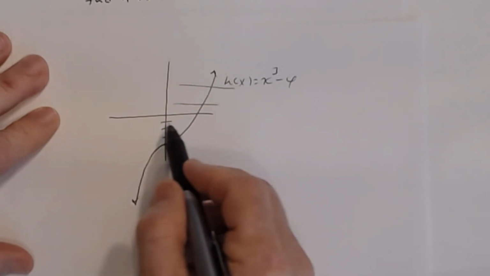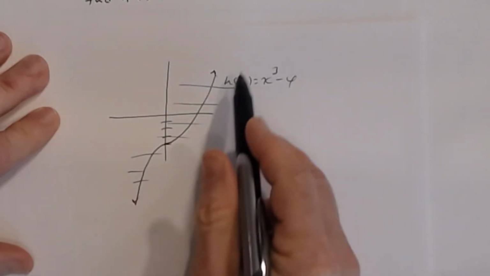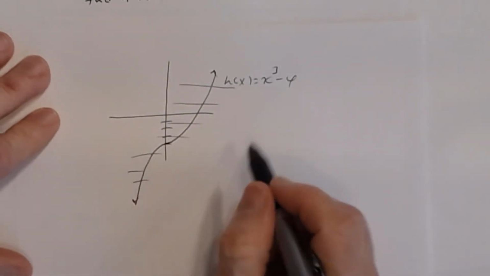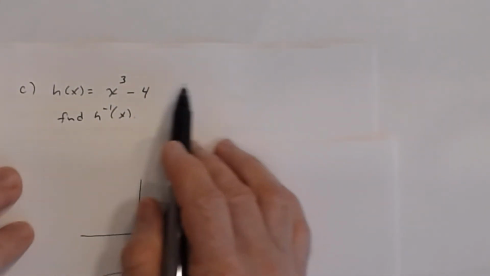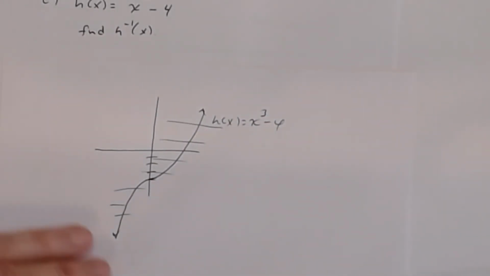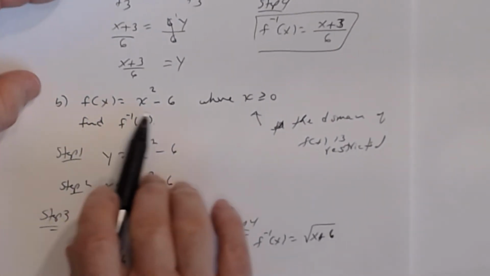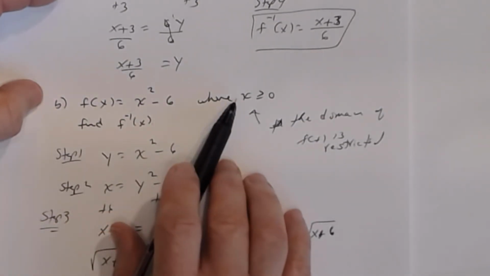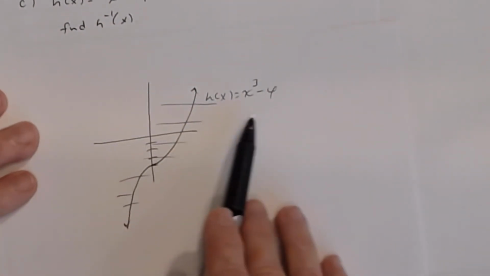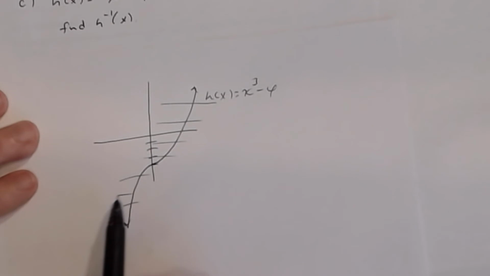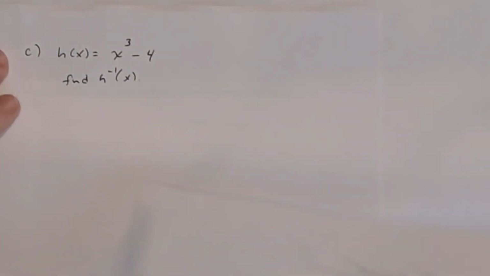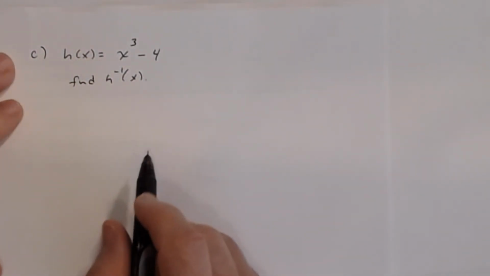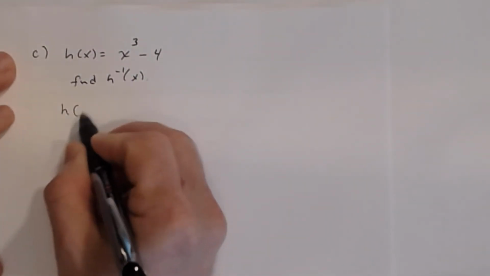Notice it passes the horizontal line test. So it's already a function. So that's why you don't see any restrictions here like you did with this one. Because x squared minus 6, when you looked at the parabola, that was not a one-to-one function, so we had to restrict. Here you don't. All right? So that's why you don't see a restriction, because this function is already a one-to-one function. And all you do now is just algebraically find the inverse. All right, so let me go ahead and rewrite this.